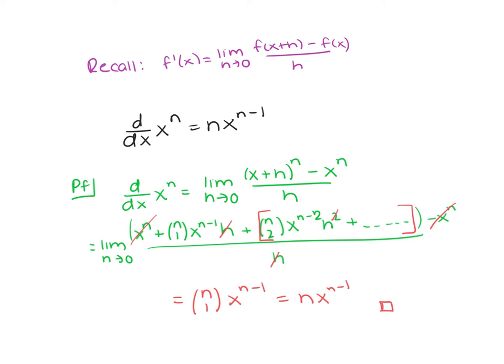Because of the way it works when you cancel all the h's, we know that all of these terms have h's in them. So once you cancel one h out of everything, this is the only one that remains. Everything else will still have an h, so plugging in 0 for h, it'll disappear. This is our only remaining term.